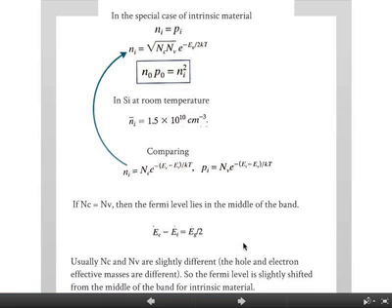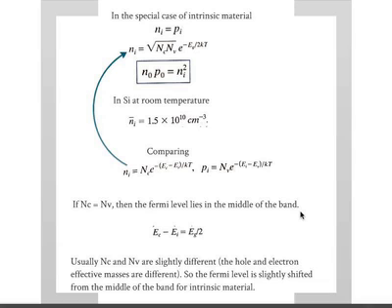In practice, Nc and Nv are slightly different. The hole and electron effective masses are different, as I said. So the Fermi level is slightly shifted from the middle of the band, even in the intrinsic material. So again, keep that picture in mind.